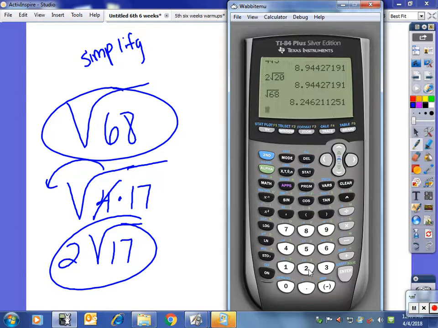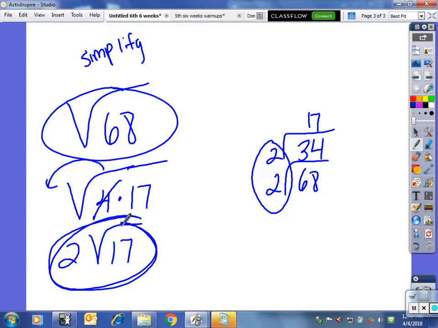I think that 2 times the square root of 17 is the same value. I'm going to see if that's true. 2 times the square root of 17, it should give me the exact same estimate. And it does. They're not going to ask you to solve this.